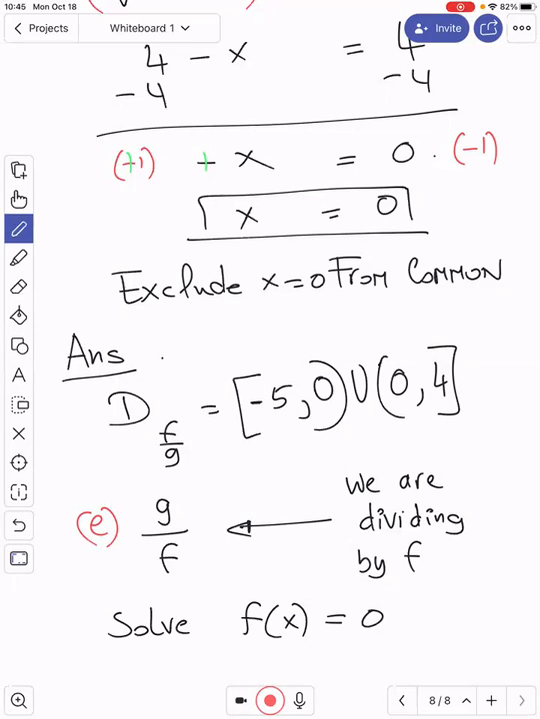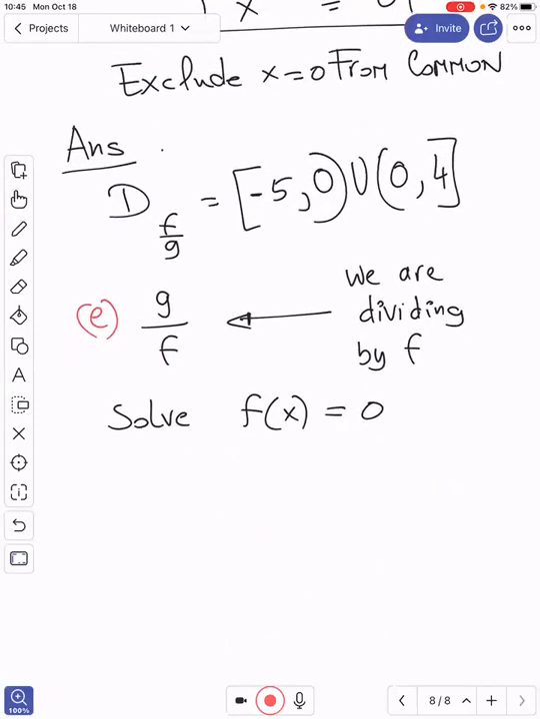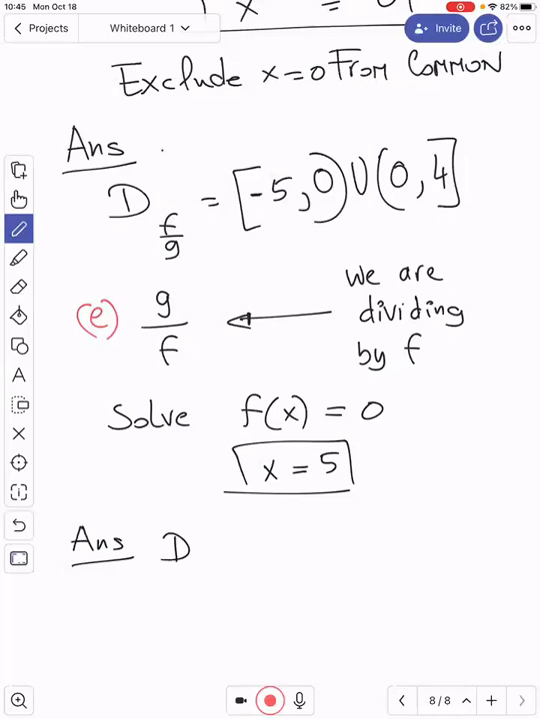Okay, so I'm gonna jump the steps here, guys, unless you have trouble with the E. But if you solve f of x equal to 0, the solution would be 5, right? And so the answer, again, I'm jumping steps here, guys. I'm going to try to cover everything. So this g over f, we need to exclude the 5 from the common domain, right?